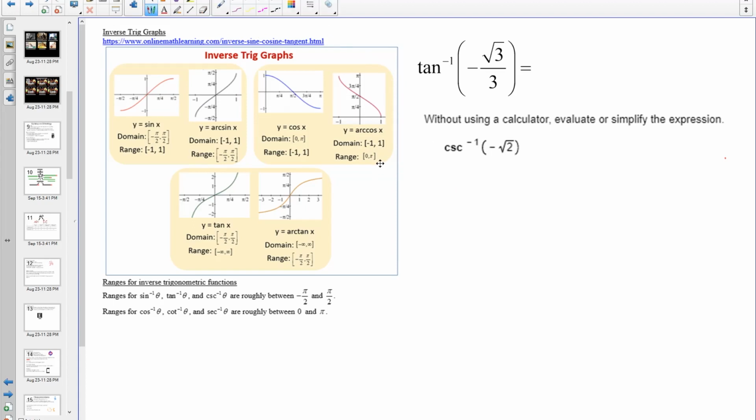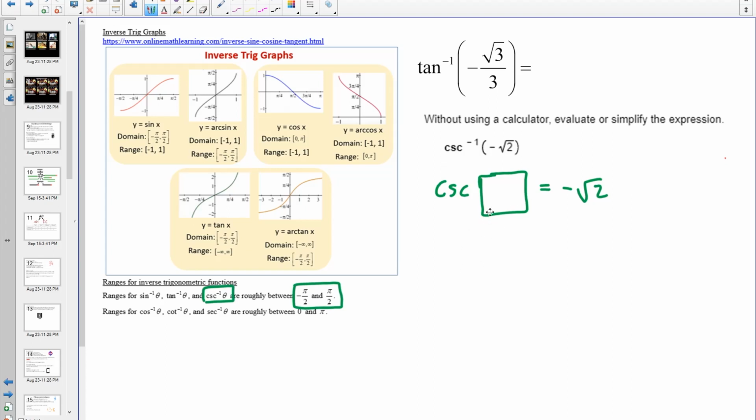Well, what is this really saying? This is really saying the cosecant of what angle is equal to negative square root of 2, right? So I have to figure out what this angle is, and this angle is going to be bounded right here between negative pi over 2 and pi over 2. So let me just figure out the angle first, the place where it goes on the unit circle.